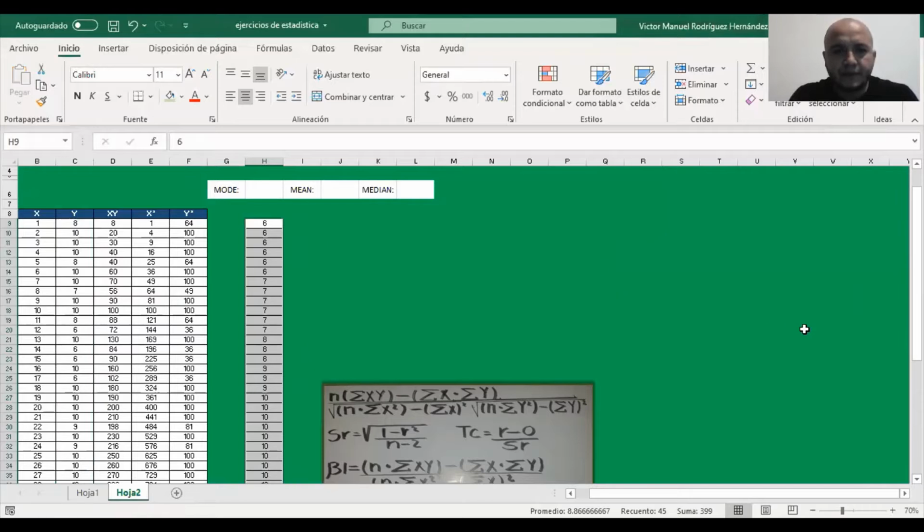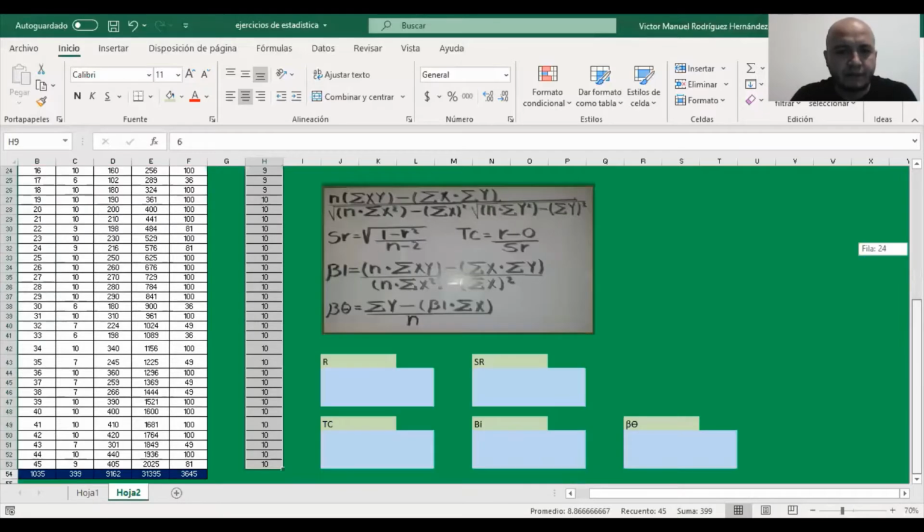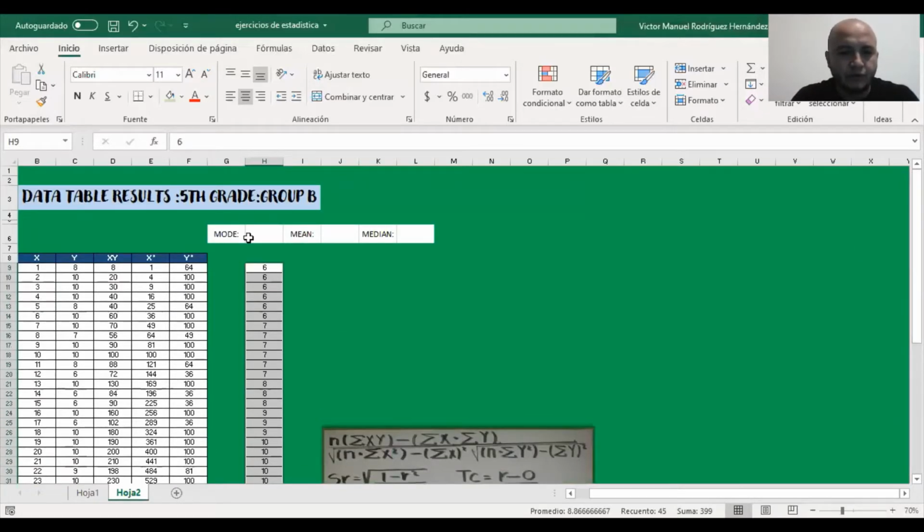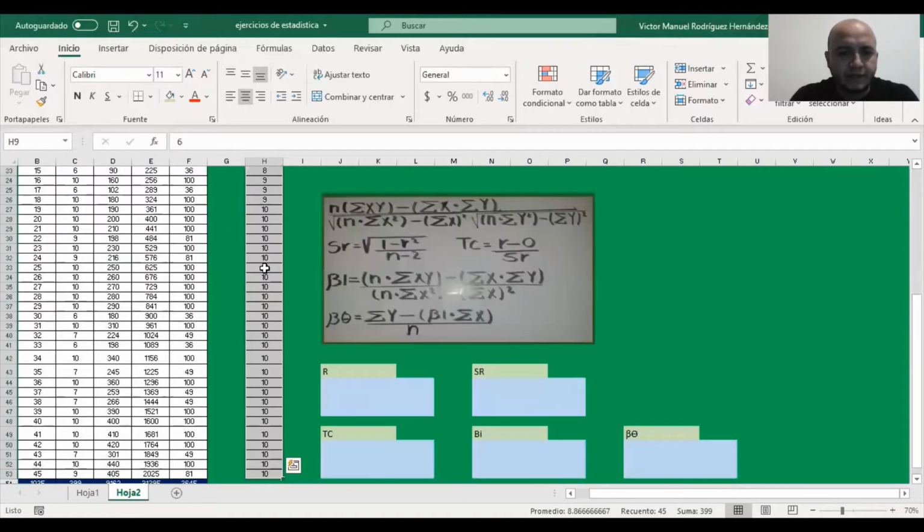All right. The mode is the amount that repeats the most in the results. So that amount is the number 10. So the mode is the number 10. The mean is the total of the grades divided by the number of students. So the result is going to be 8.86, as you can see down here.